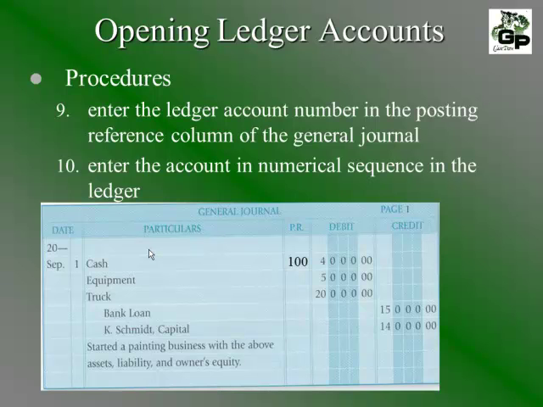Step 9, we enter the ledger account number in the posting reference column of the general journal. So we go back to the journal and prove that we have posted this information. We put this in the posting reference column of the general journal. We enter the account in numerical sequence in the ledger.